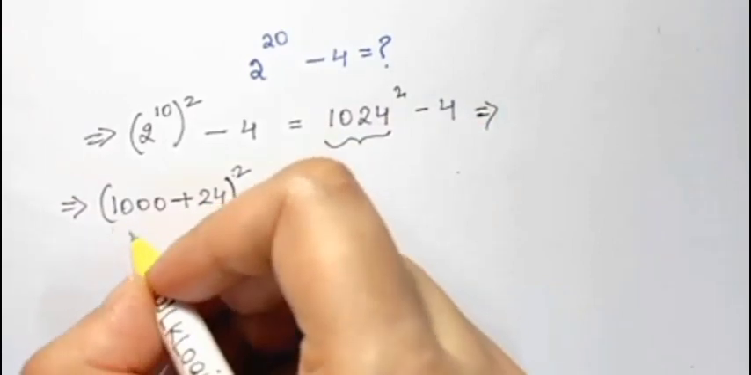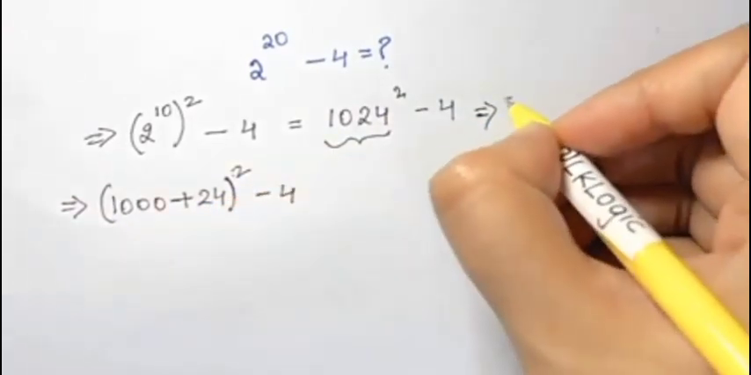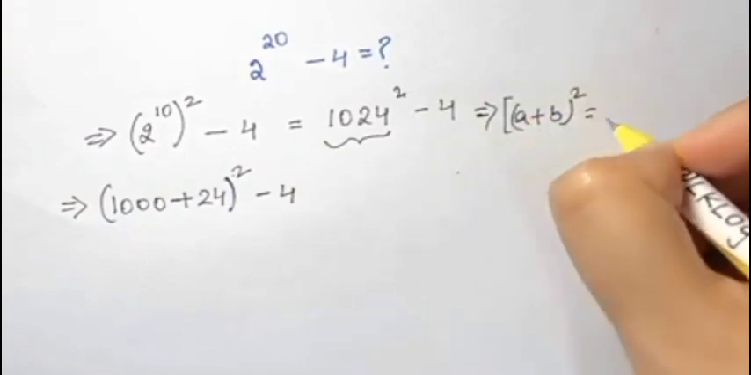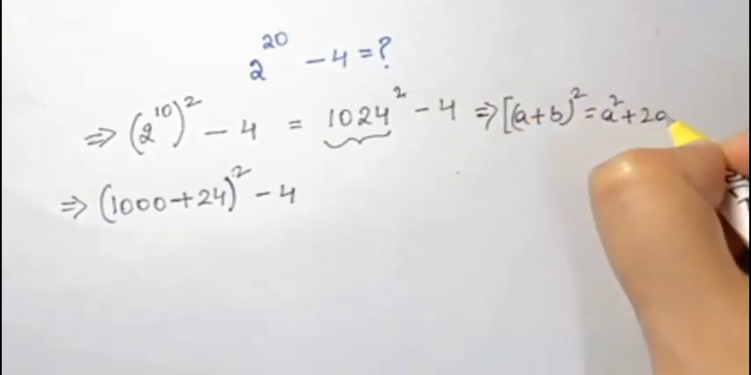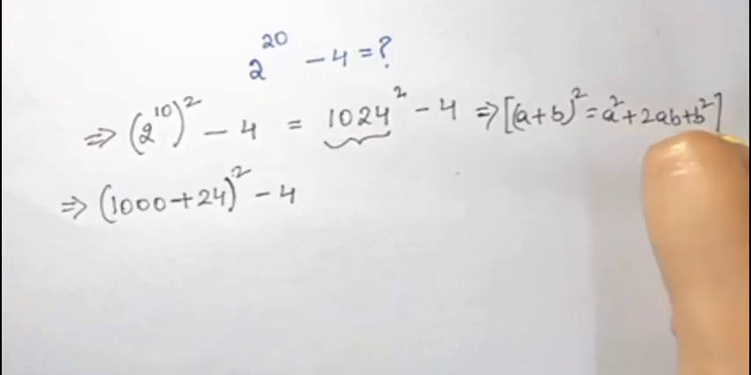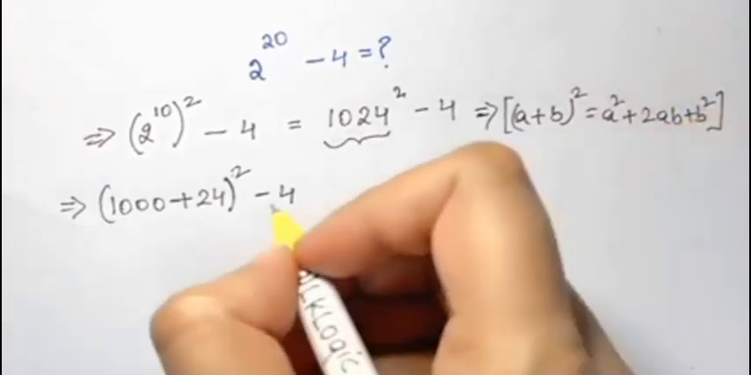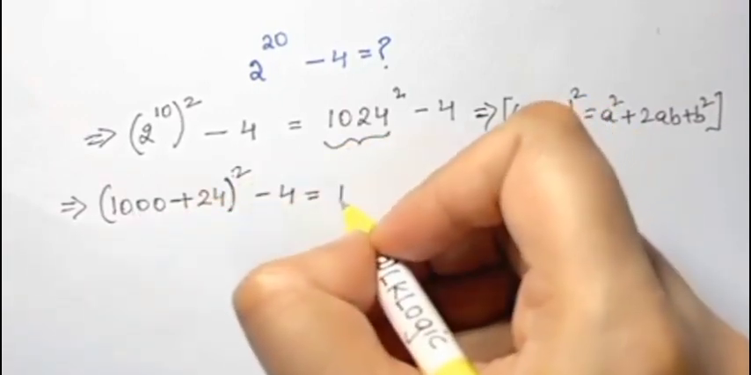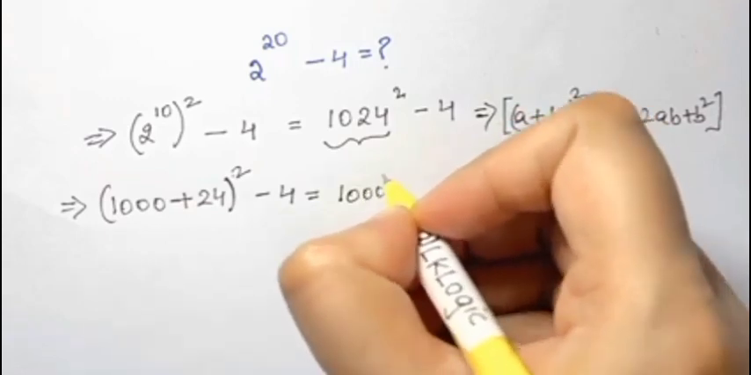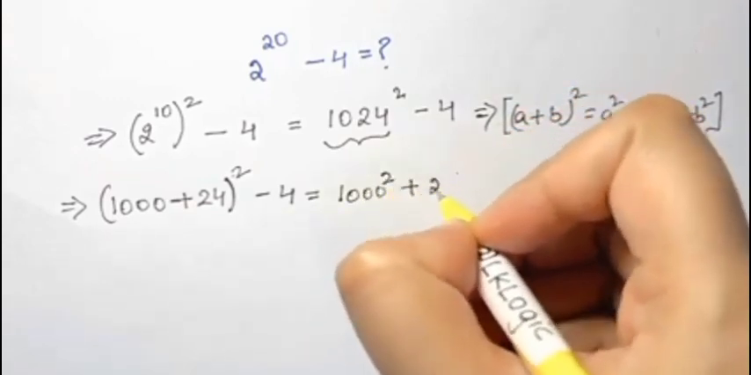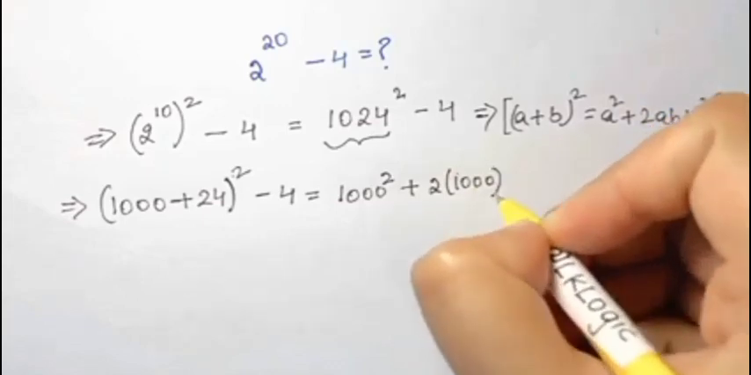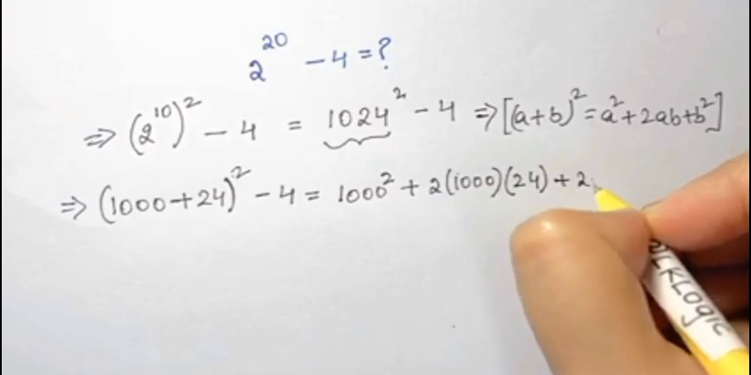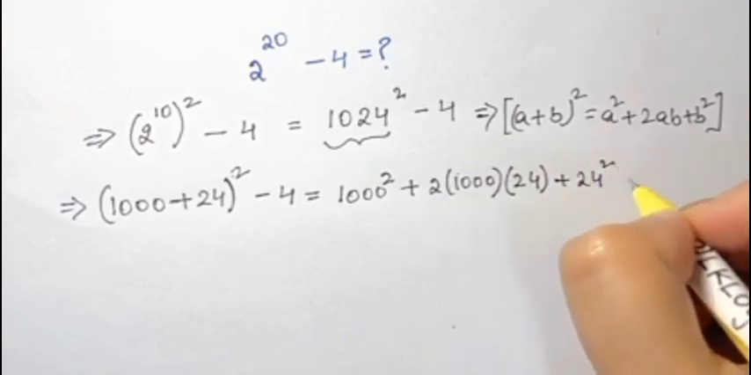Now this is in the form of a plus b the whole square. I'll write it here, a plus b the whole square, which is equal to a square plus 2ab plus b squared. So we're going to apply this here. That's equal to the a square. A is 1000. So we have 1000 squared plus 2 into 1000 times b, which is 24, plus b square, which is 24 square. Then we have minus 4.